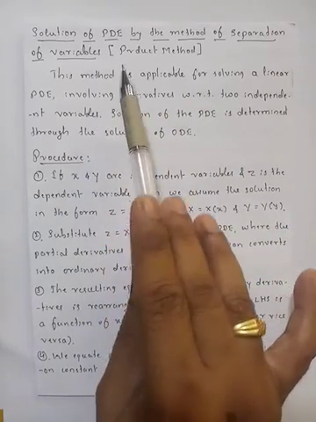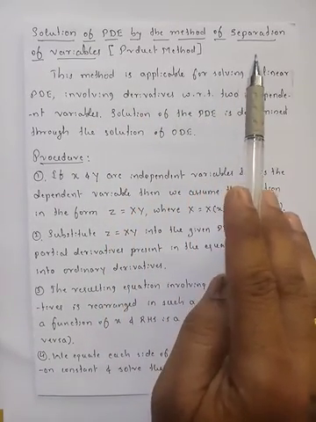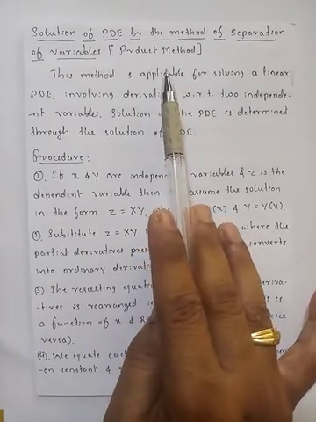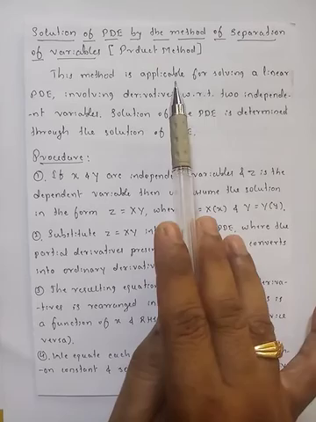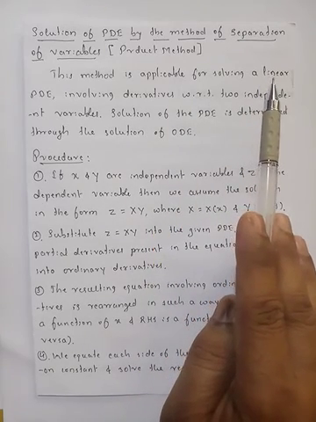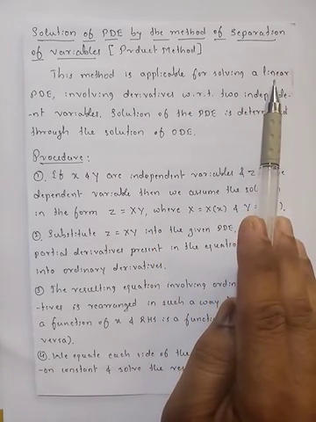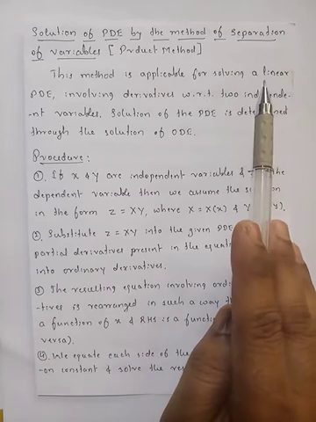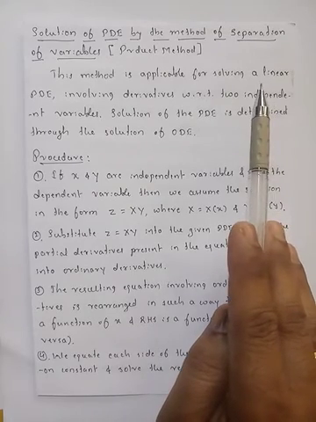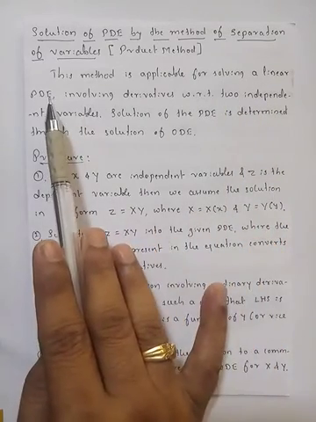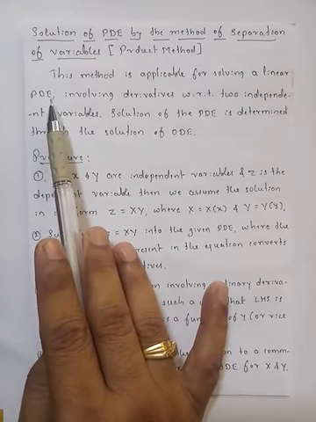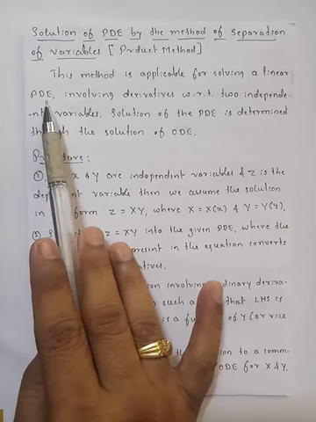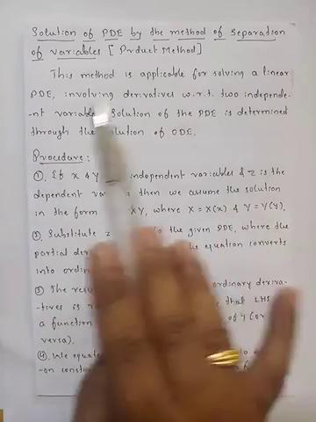See, to apply this separation of variables method, two conditions are given. So these two conditions we have to remember. The one is the equation must be linear. Linear means the degree of the dependent variable and its derivatives must appear as 1. The degree of the dependent variable and its derivatives must be 1. That is what we call linear PDE.